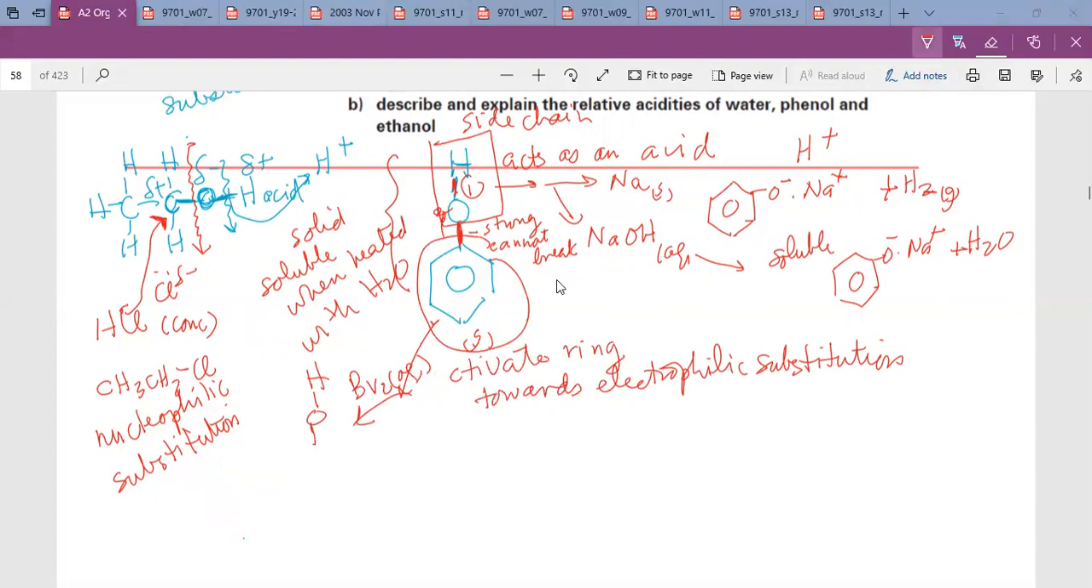Okay, and then introduce this again. This is fantastic, activate. Now it will give you 2 and 4 position. Remember, sometimes you can put 2 Br here and Br2 also, or one of them is enough. Sometimes the 3 position can also be used, but in fact this one is very common. This is your white PPT. You can see later as a test for phenol.